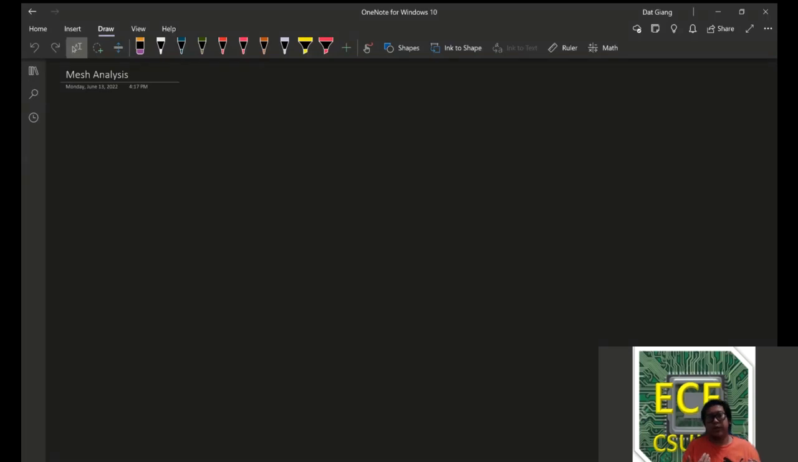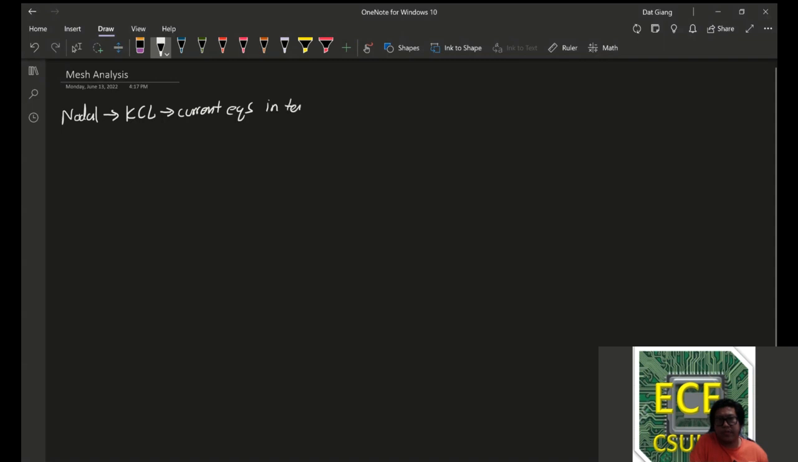Okay, so now we're going to be discussing mesh analysis. Now, nodal analysis, as we've seen previously, was based on KCL, and it allowed us to write current equations in terms of voltage. The advantage of doing so is that we're able to solve for the voltage very quickly without ever needing to set up KVL and KCL together to create multiple systems of equations, because this can get really confusing.